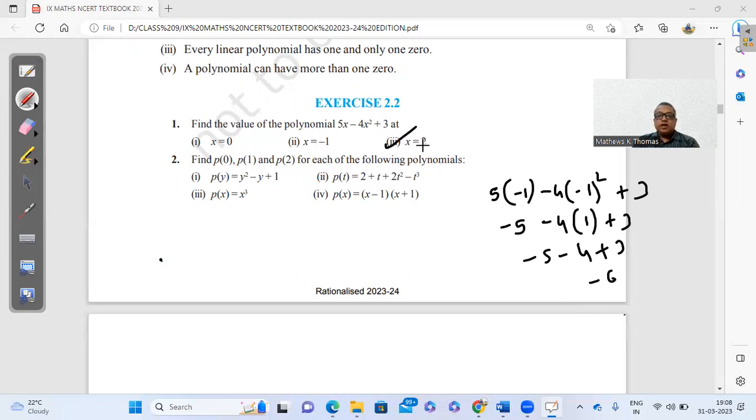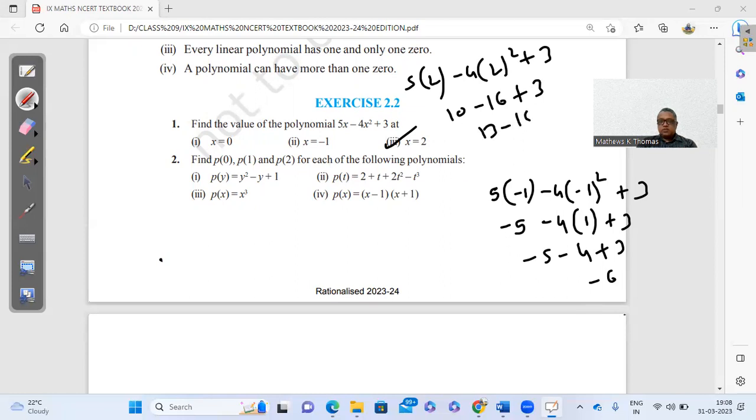Then the third part, x is 2. So this will be 5 into, put the value of x as 2 now, minus 4 into 2 square plus 3. This is going to be 10. 2 square is 4, 4 into 4, 16. We get minus 16 because there is a negative sign outside, plus 3. 10 and 3 will give us 13. 13 minus 16, minus 3.